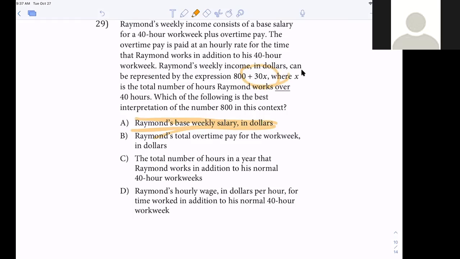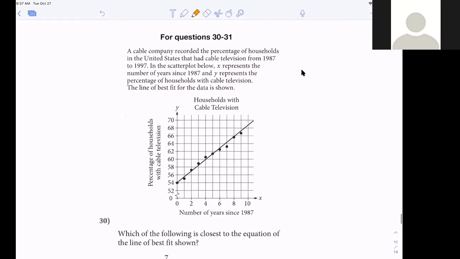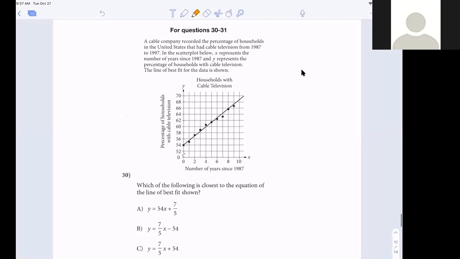All right, hopefully you can read that. I'm asking you to look it over tonight. Make sure you're reading carefully. All right, here we go with number 30 now.